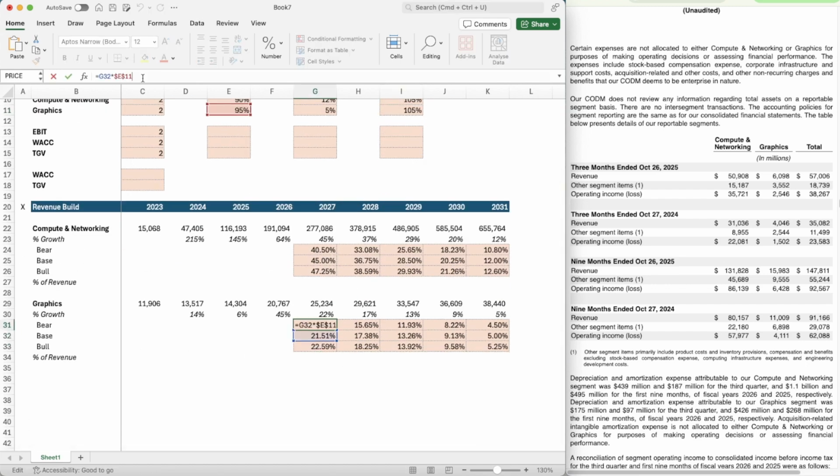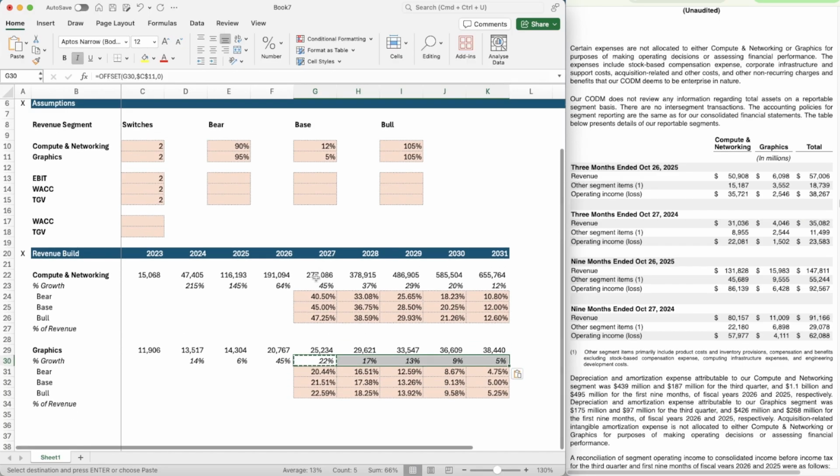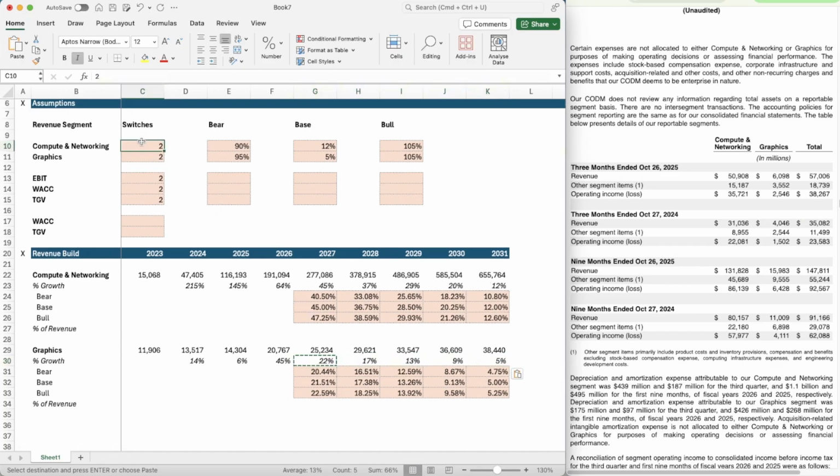Change this to 11. Pull it across. Same for the bull. Same for the offset. And to see these switches in action, have a look at the revenue here. If we want to go on our bear case, it comes down. We come back to base, and we can go to the bull case, the more optimistic scenario, and this is what it comes out as.